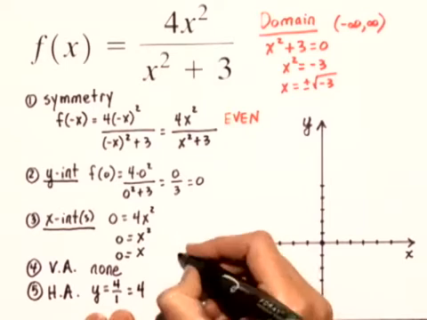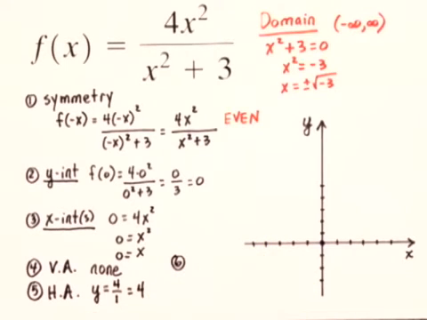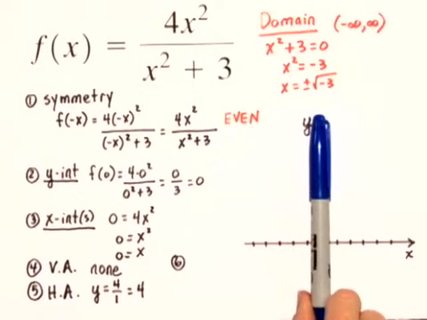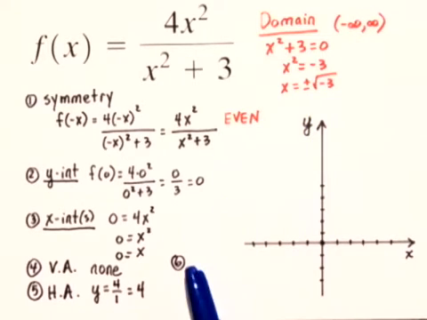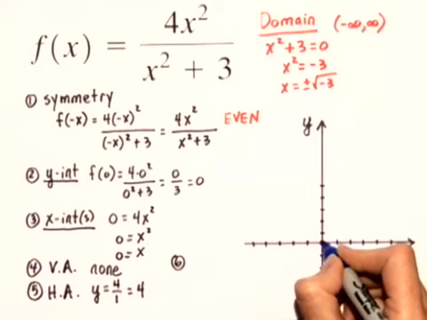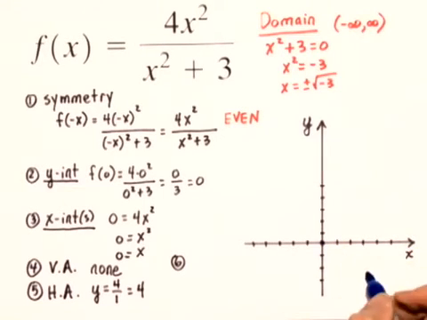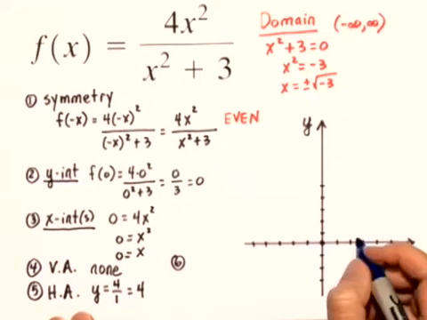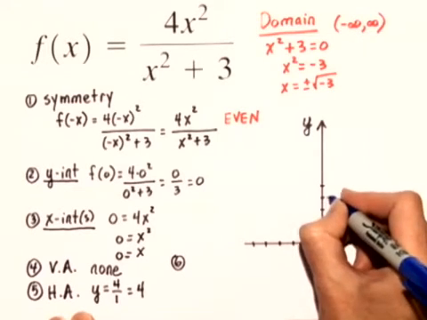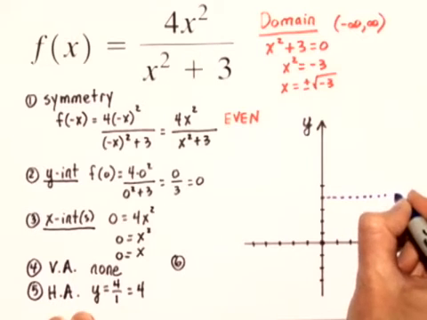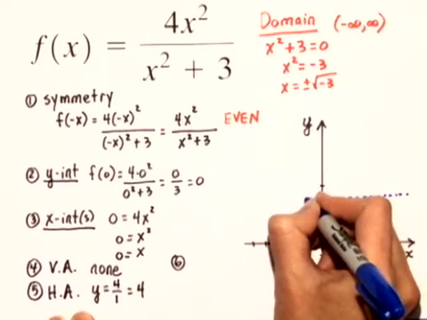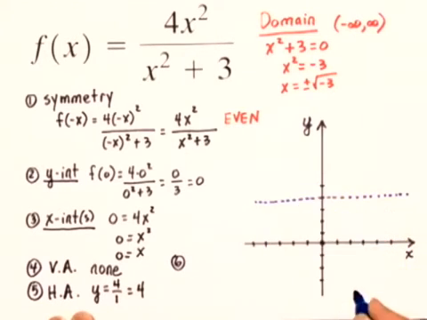Before I go on into number 6, I'm going to plot the pertinent information to help me choose a few more points. We know we do have symmetry. We know that this graph is going to be symmetric with respect to the y-axis. So we really don't need to pick quite as many points in number 6. We have already plotted our x and y intercept. We do not have a vertical asymptote, but we do have a horizontal asymptote. It's the line y equals 4. So it just crosses through 4 on the y-axis.